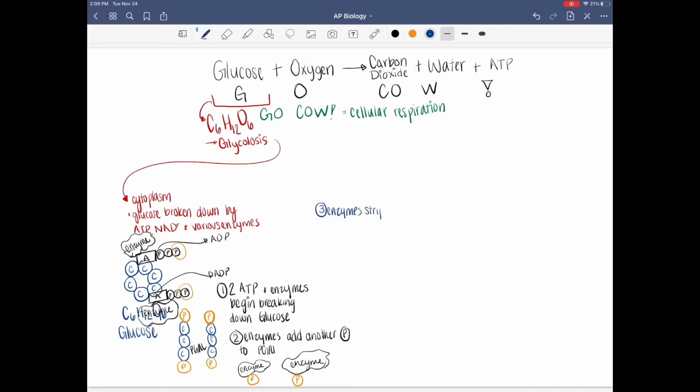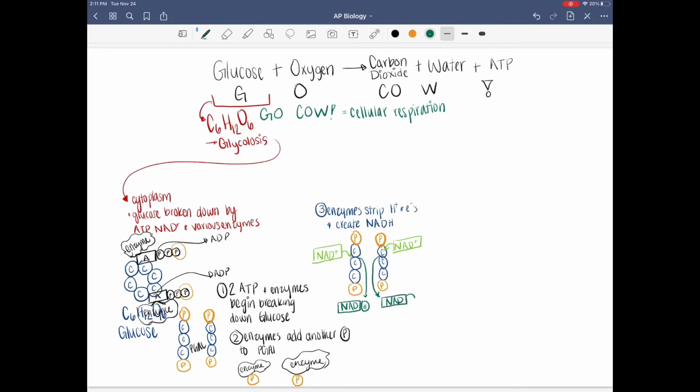The next step is going to be where our enzymes are going to help NAD+ strip hydrogen and electrons from our molecules. So you'll have NAD+, it's going to strip off a hydrogen, and also it's going to strip off 2 electrons. And we now have a molecule called NADH. I'm going to draw the electrons this time just so we have that visual, and then I'm going to stop drawing those electrons on when we move on. And these NADH molecules will be sent to the mitochondria.